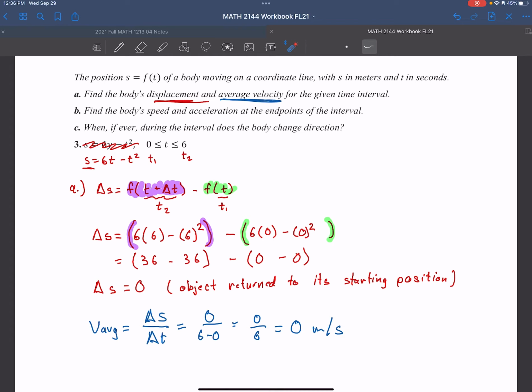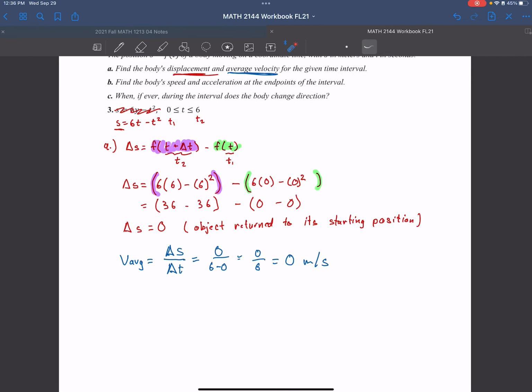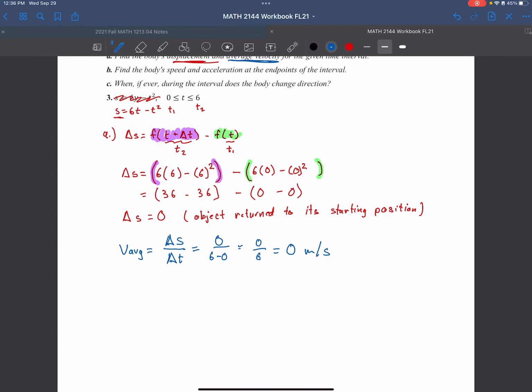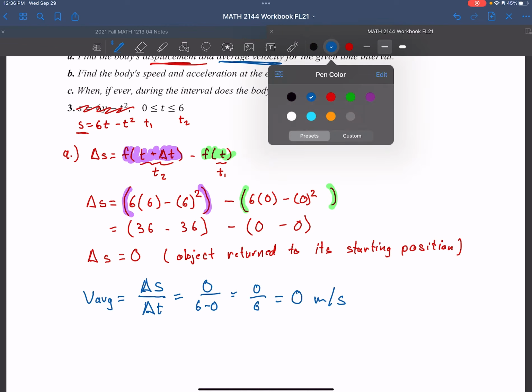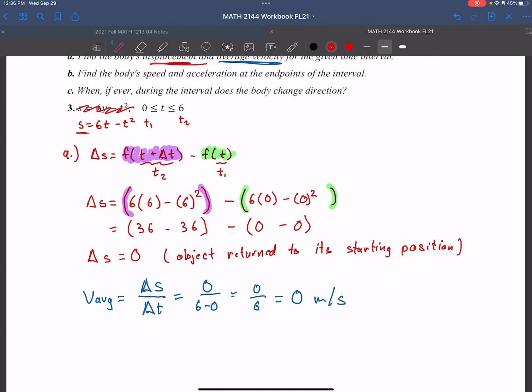I had a more interesting function last year. Anyway, that's fine. We'll work through it. The numbers are fairly simple. So that's how you find the average velocity. Any questions there?